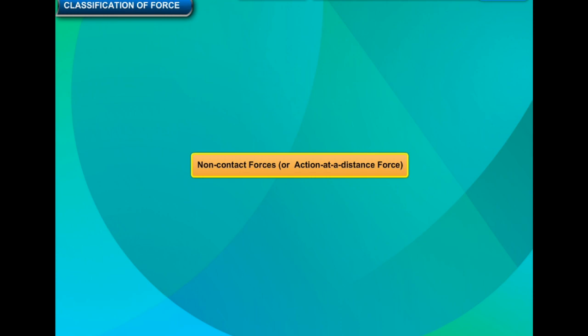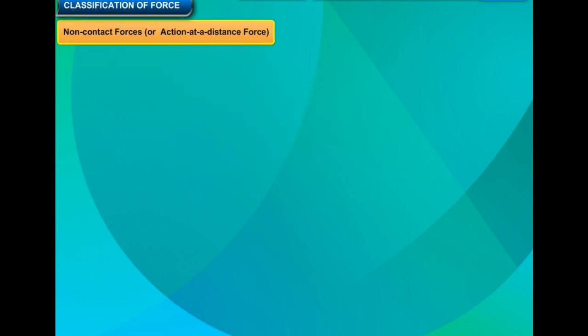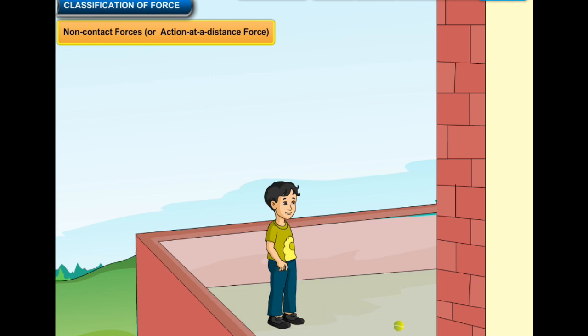Non-contact forces, or action at a distance forces. Some forces do not involve physical contact between the two bodies on which they act. They act through the space between them. Such forces are called non-contact forces. So, non-contact forces are forces which can act even when objects are not in physical contact with each other and bring about changes.